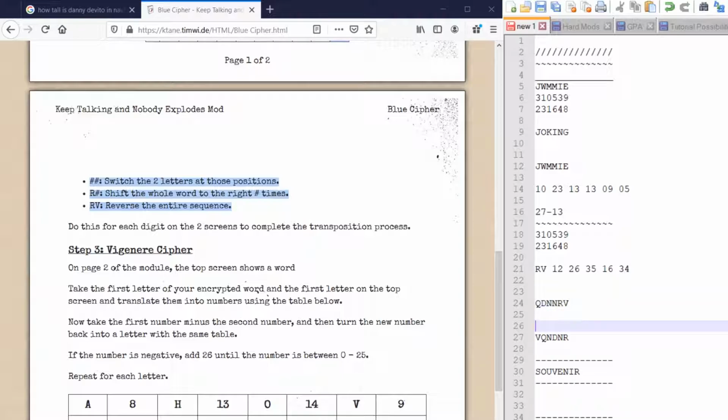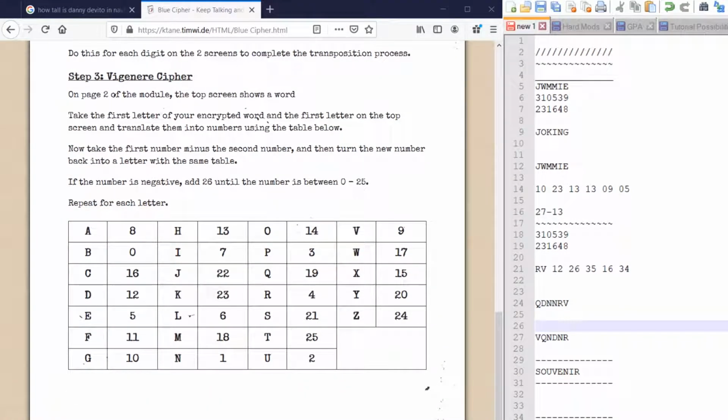Alright, then we have the Vigenere cipher. This one has a bit of bad wording in my opinion, so if I get this wrong, it's because I did it the opposite way. Take the first letter of your encrypted word and the first letter of the top. Yeah, okay. So this is supposed to be on top.